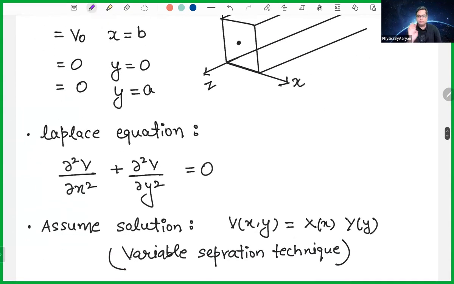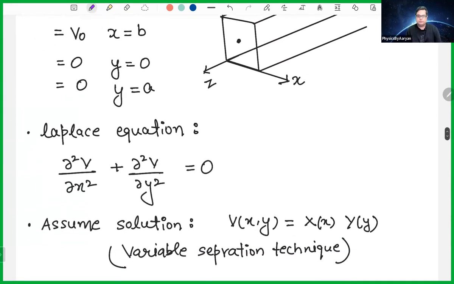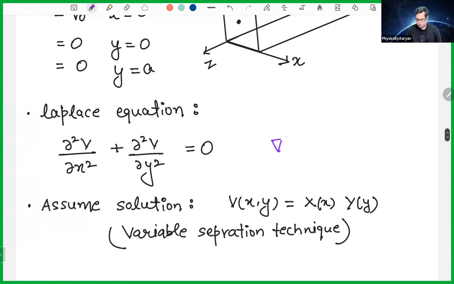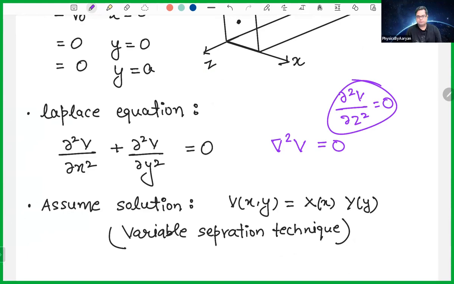So in two dimensions, our potential depends only on x and y. So the Laplace equation is del squared V equals 0, that is, ∂²V/∂x² plus ∂²V/∂y² equals 0. There is no meaning in taking the z term because that is anyway 0. Your potential is not depending upon z. That is why this term is gone.